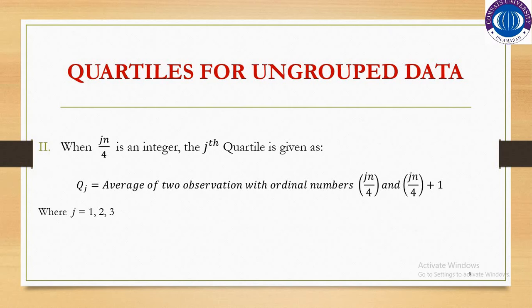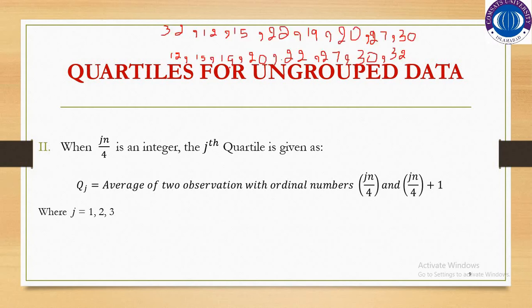So what will happen if j into n by 4 is an integer? Let me consider some data. So now to find out the quartiles for ungrouped data, in case when j into n by 4 is an integer, let me suppose that there are the marks of some students: 32, 12, 15, 22, 19, 20, 27 and 30. So these are total 8 observations.